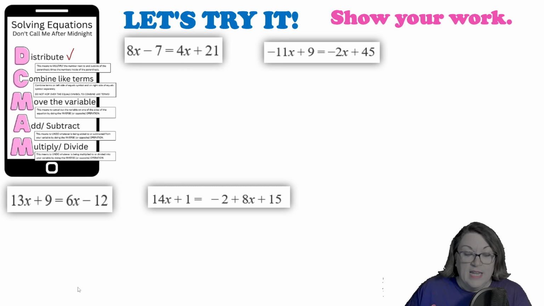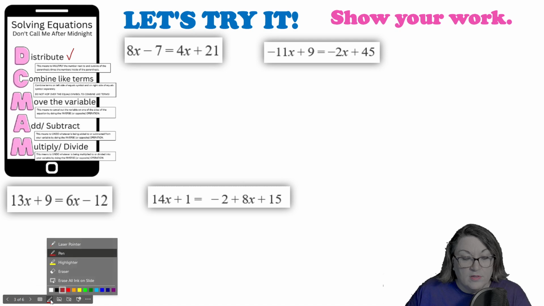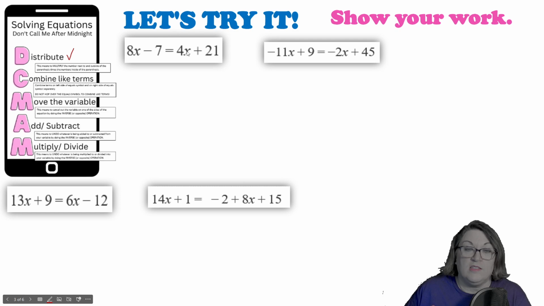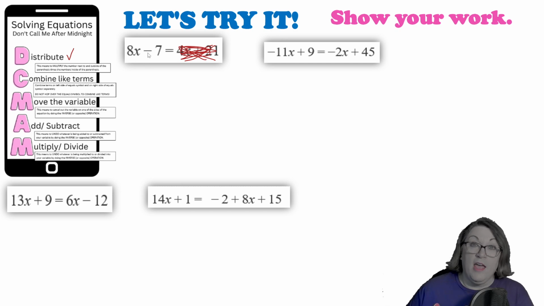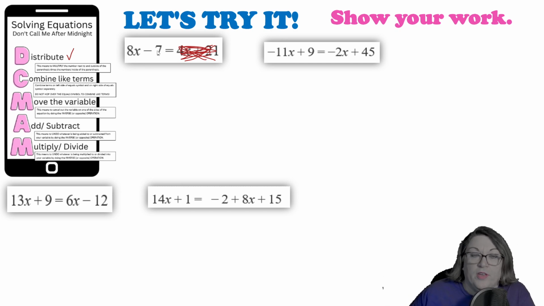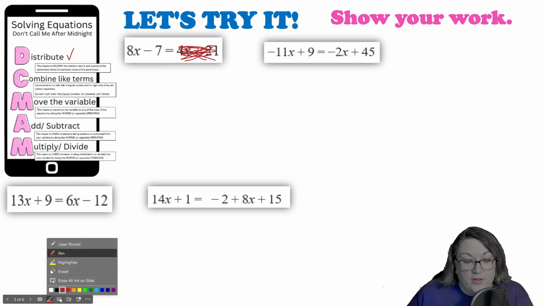I'm just going to cross out all of this for now. Pretend none of that's there. And just look at these two and ask, can I combine those? Are they alike? And if they're not, then you can't. And then look at the other side.